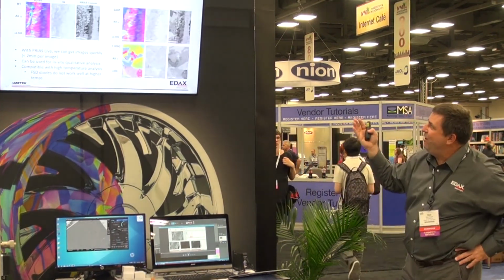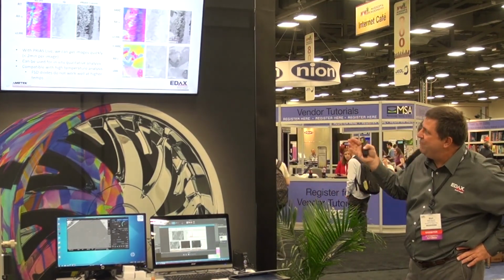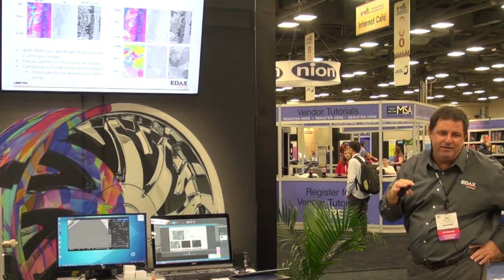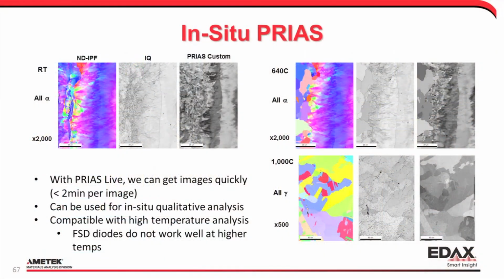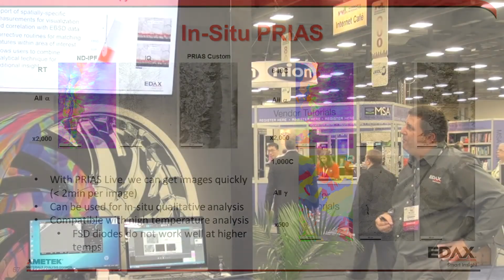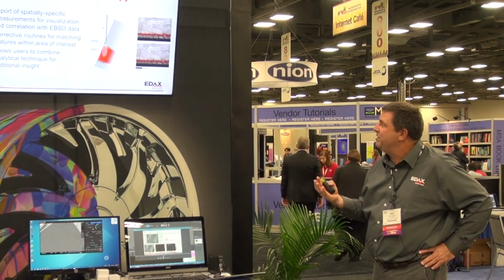And this PRIAS also is useful for in-situ work at higher temperatures where forward scatter detectors don't work so well. This is just an example going through phase transformations near 1000 C in a material. The PRIAS images there, on the right on the section of all three, still give very high contrast, high information density imaging.